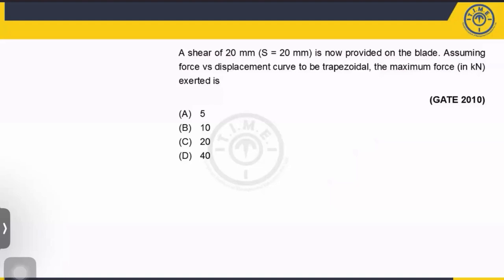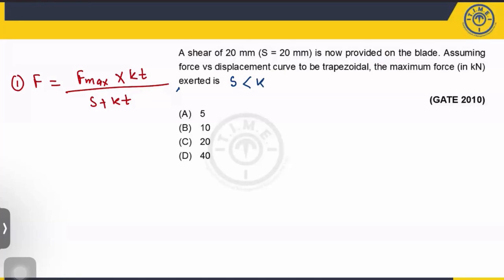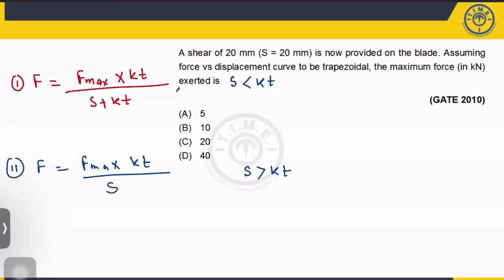How will you calculate it? Because you have two formulas. The first one is F is equal to F max into KT divided by S plus KT. Where is this formula applicable? When the shear provided is less than the KT value. When the shear is greater than KT, the formula becomes F max into KT divided by S, because you can neglect KT as compared to S. So first of all, you have to calculate the KT value.